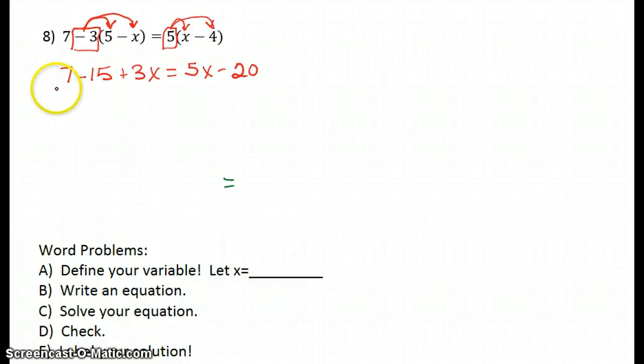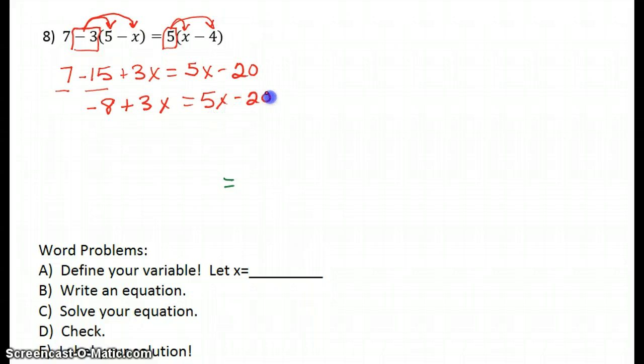Okay? Now we're going to combine like terms. Remember, I told you did not have to turn everything into plus and negative any longer. You understand the commutative property. So this is going to be 7 plus a -15, or 7 minus 15, which is -8, plus 3x equals 5x minus 20. Now, we're never going to leave a man behind.